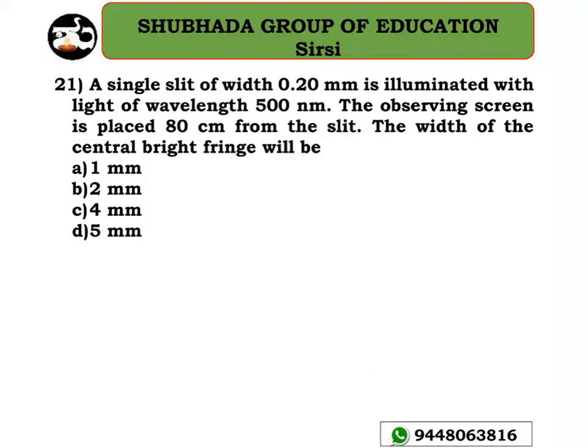A single slit of width 0.20 millimeter is illuminated with a light of wavelength 500 nanometer. The observing screen is placed 80 centimeter from the slit. The width of the central bright fringe will be, correct. So the width of the central bright fringe is nothing but the fringe width itself. That is beta equal to 2 times lambda D divided by d.